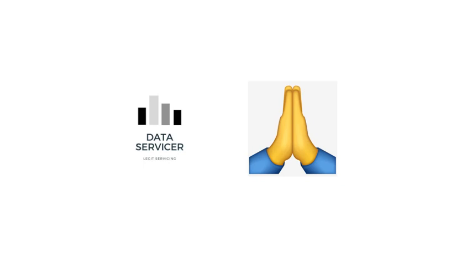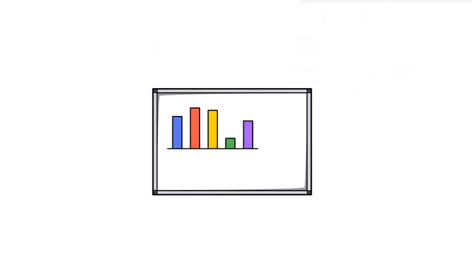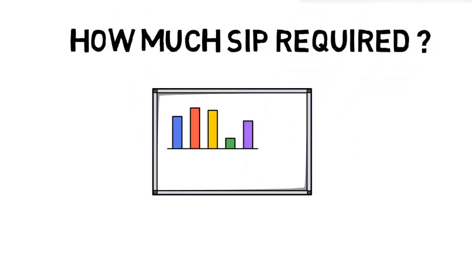So in this video I'm going to explain how much mutual fund SIP is needed to make 25 lakhs in 3 to 5 years. So let's get into the video.